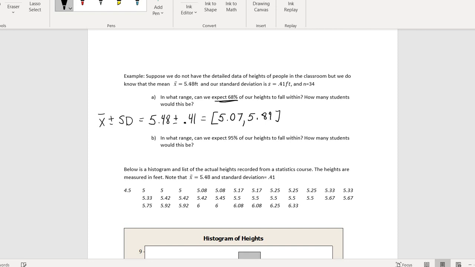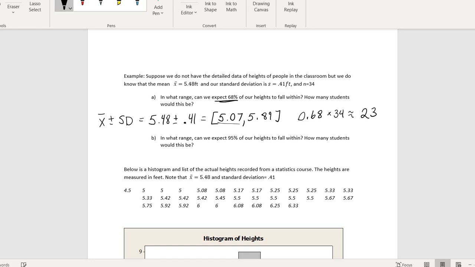Now, 68% of 34 students, that would be 0.68 times 34, which we are going to go ahead and round. That should be about 23 students. So I should expect to see 23 of my 34 students fall somewhere in between these two heights.